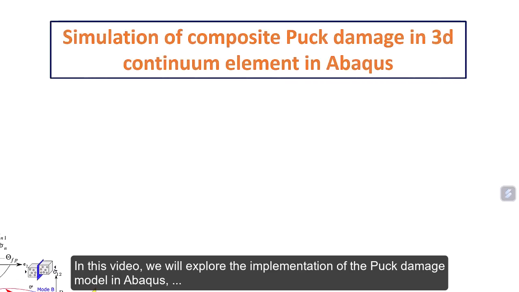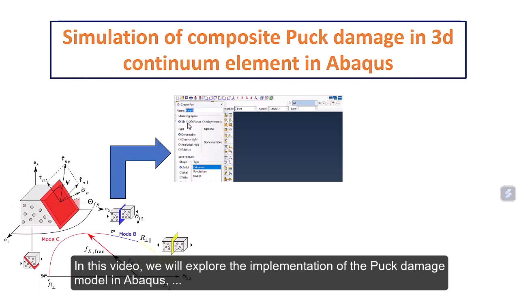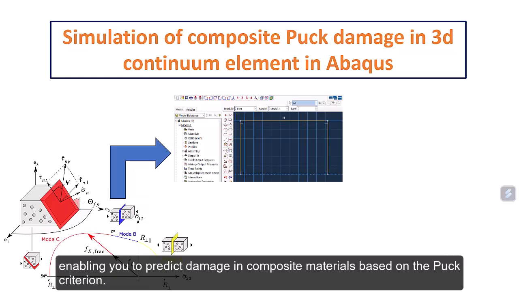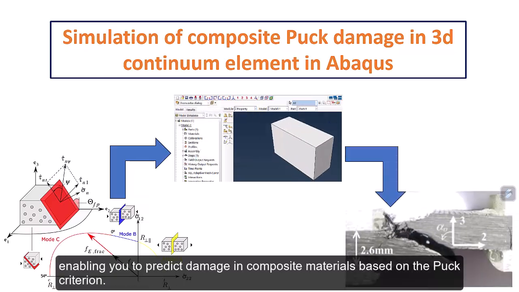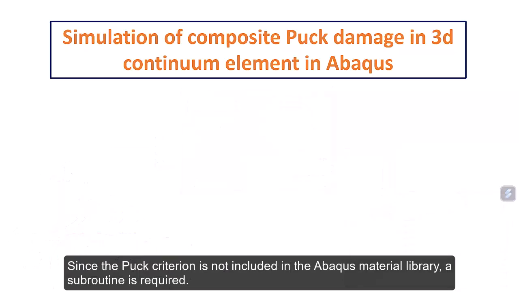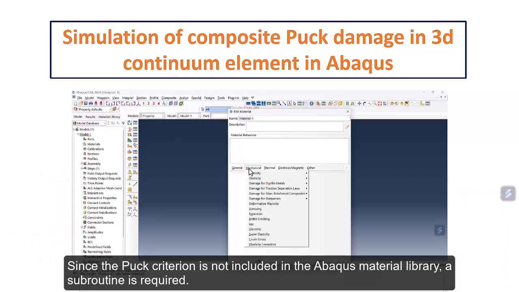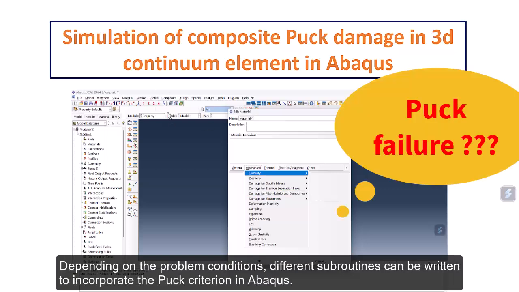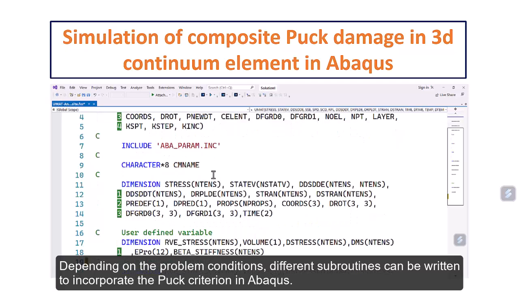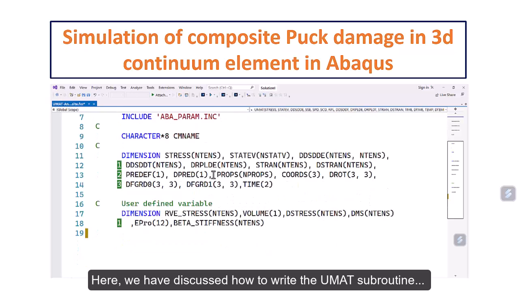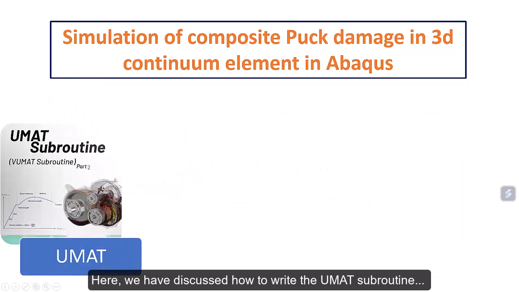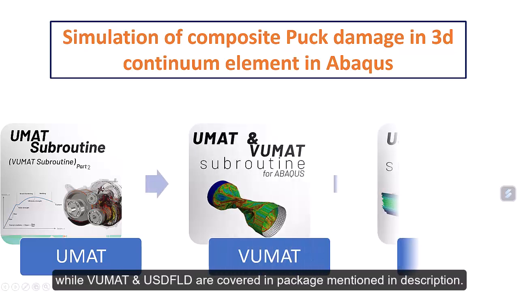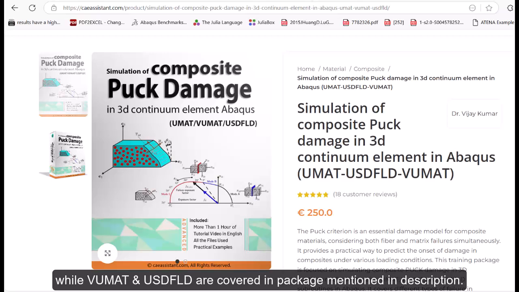In this video, we will explore the implementation of the Puck damage model in Abaqus, enabling you to predict damage in composite materials based on the Puck criterion. Since the Puck criterion is not included in the Abaqus material library, a subroutine is required. Depending on the problem conditions, different subroutines can be written to incorporate the Puck criterion in Abaqus. Here, we have discussed how to write the UMAT subroutine for solving problems using the Abaqus static solver, while VUMAT and USDFLD are covered in the package mentioned in the description.